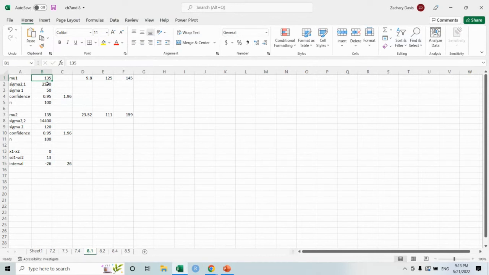So we were given, let's see, that our mu1, or our population mean 1, was 135. We were given our variance, sigma squared, for 1. So we have to take the square root of that to get the standard deviation. We are interested in 0.95 or 95% confidence. We know that for z alpha/2 of 0.95 from the table, that's 1.96, one of the numbers you should memorize. And we had a sample size of 100.